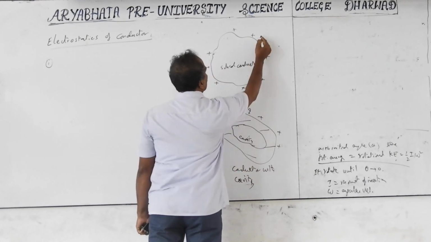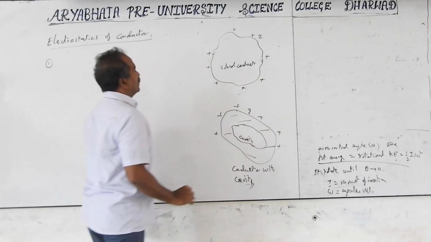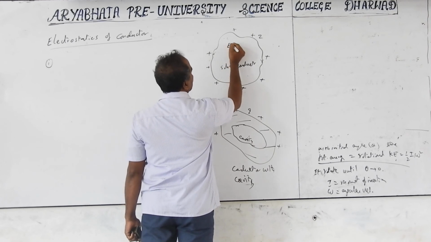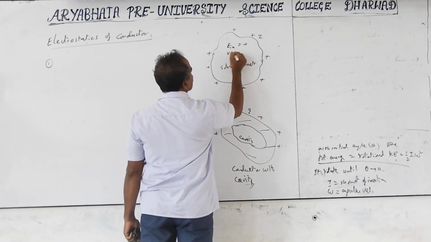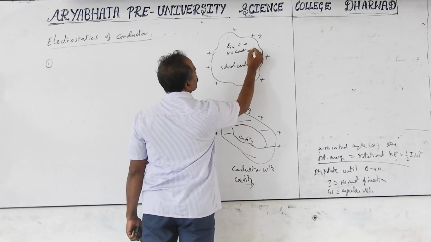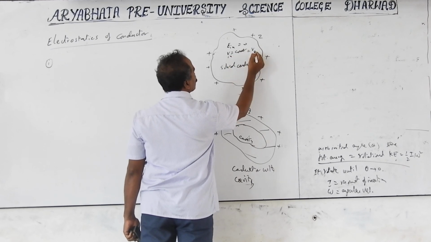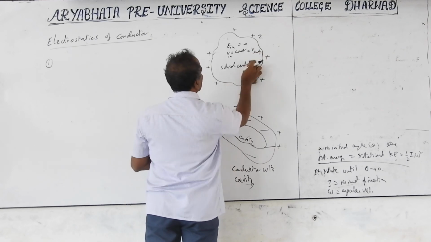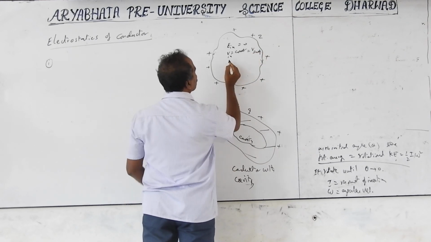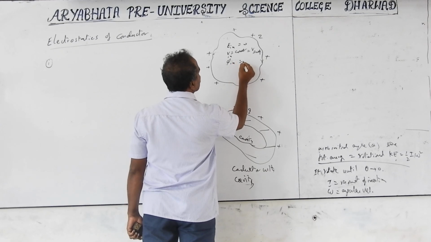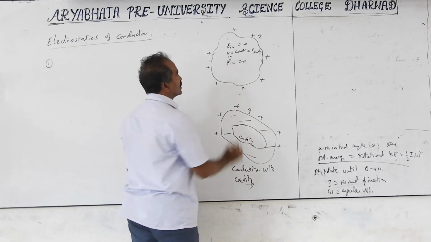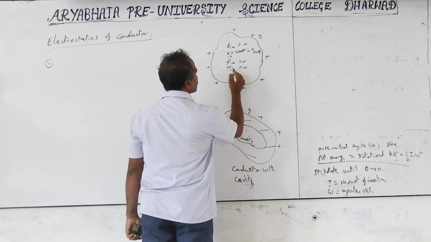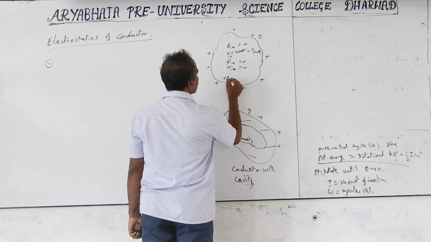Charges are there on the surface. Inside, the electric field is 0. Inside the conductor, the electric field E is 0, and V is constant, equal to V surface. And what about the flux inside? E is 0, no electric field, so no flux. What is sigma inside? It is also 0. No net charge inside. This is the solid conductor.